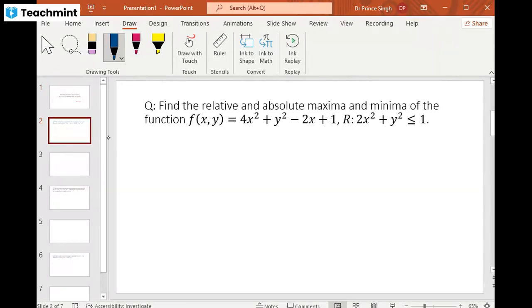The question is: find the relative and the absolute maxima and minima of the function 4x square plus y square minus 2x plus 1, and the given region is 2x square plus y square is less than or equal to 1. Basically we want to find the relative maxima and minima as well as the absolute maxima and minima of the function within the given region R.